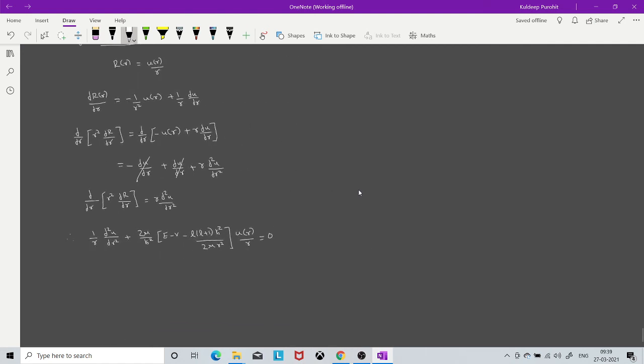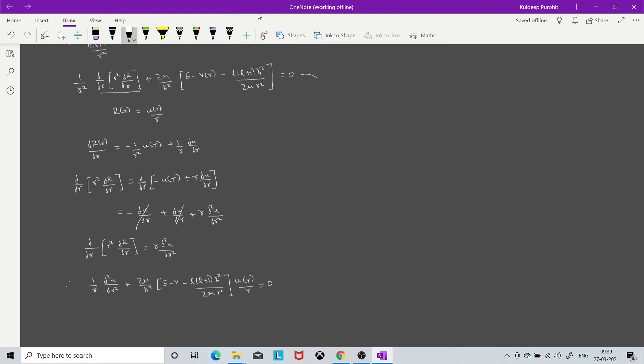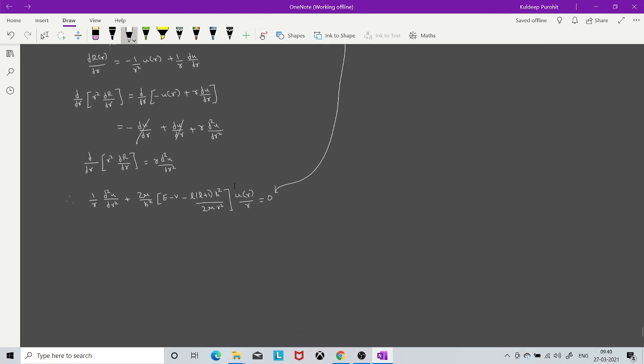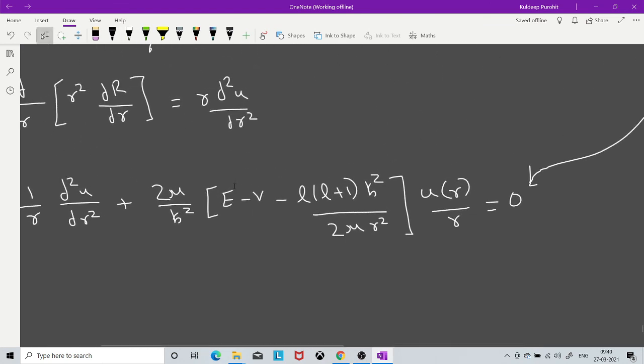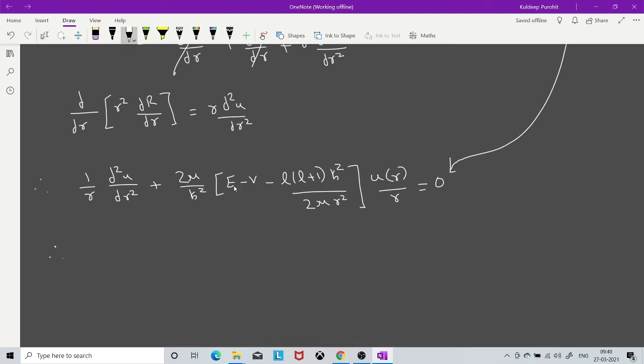So this equation has now been written in terms of u; we have taken this as the transformation. Therefore, I will be having d square u by dr square plus 2 mu by h cut square, E minus V minus L(L+1) h cut square upon 2 mu r square, into u of r.